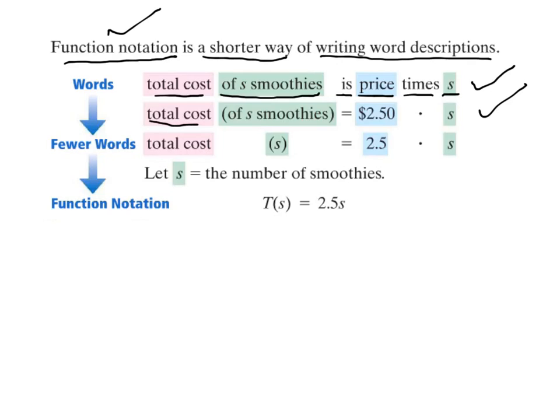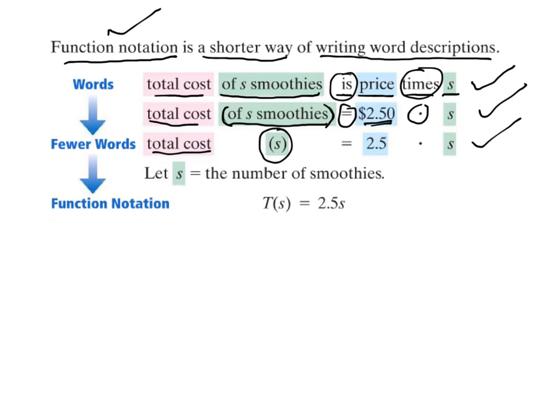Total cost of S smoothies, let's just place it in the bracket, is changed to equal. Price, let us say the price is $2.25. Times has been changed to the multiplication sign point and S. Let's reduce this further. Total cost. Instead of writing of S smoothies, it is just in the bracket S.